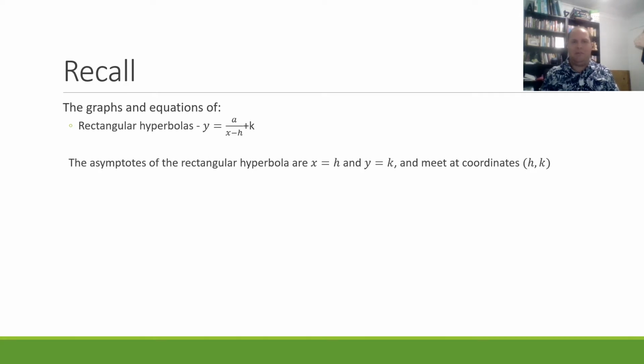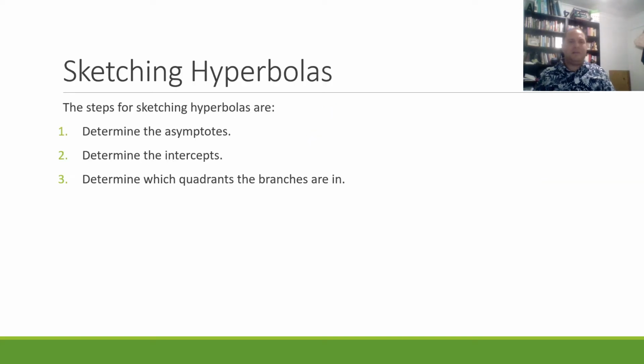Our rectangular hyperbolas have the equation y equals a over x minus h, plus k, where our asymptotes are x equals h and y equals k. Those are the lines that our graph never crosses, and they meet at coordinates (h, k). The steps for sketching our hyperbola are, first of all, to determine the asymptotes. Those we can get straight away from our equation.